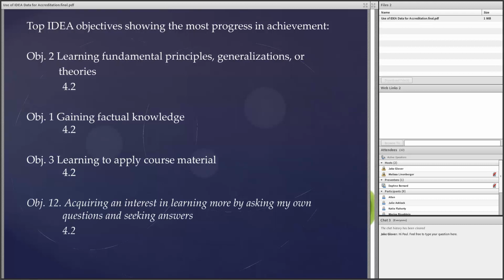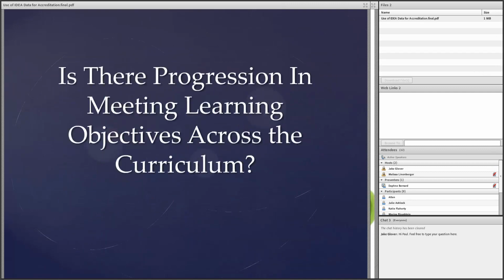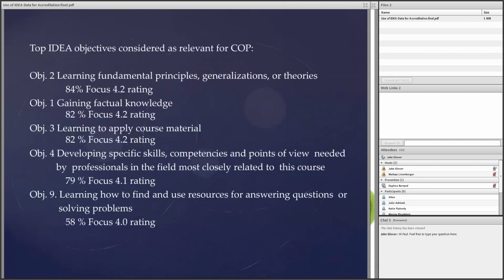Let me quickly go back and remind you of what we had selected. We said that we would put most emphasis on 1, 2, 3, 4, and 9. So that was a learning moment, and again, it speaks back to Objective 12.